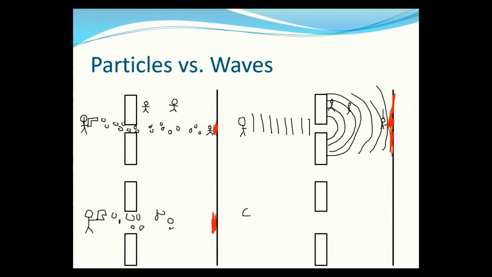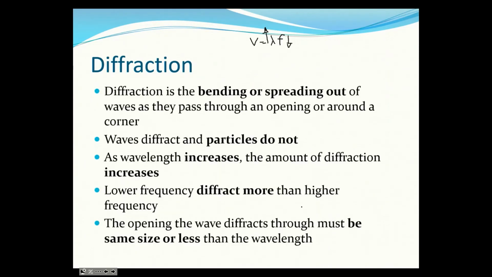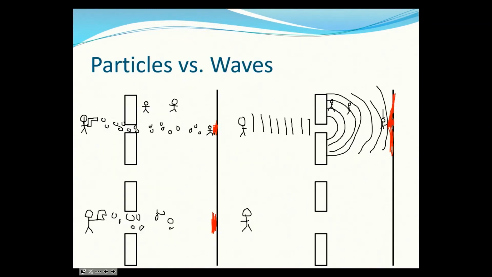Because we have a bigger opening with a wave, remember that the opening the wave diffracts through must be the same size or less. Small openings make diffraction work better. So if I send my sound waves through this bigger opening, those waves aren't going to diffract as much. They're still going to bend a little bit, but not all the way around the corner like the first situation.